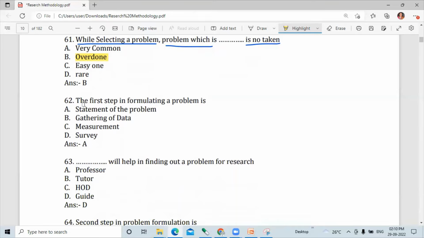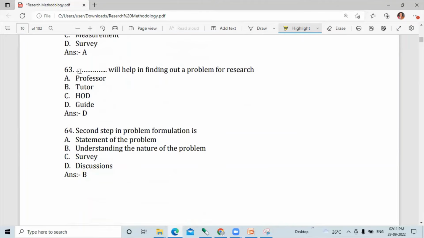Next question. I have completed the 1 to 50 questions in the part 1 video. So this is part 2, 51 to 100. So 62nd question, the first step in formulating a problem is what? The statement of the problem we require. That is the first step in formulating a problem. So that is the answer, statement of the problem.